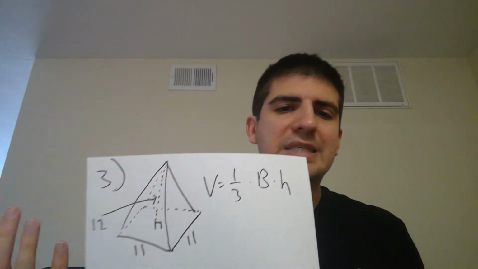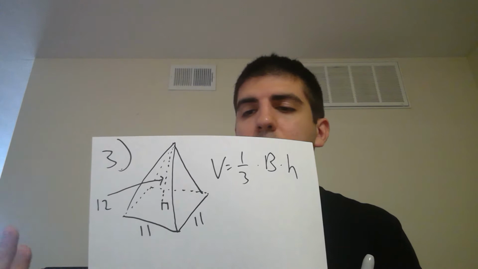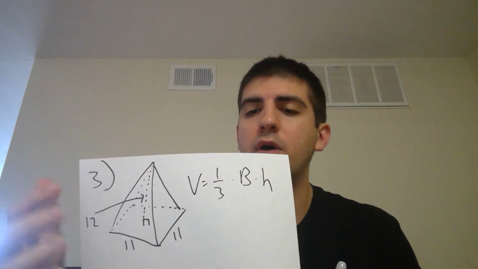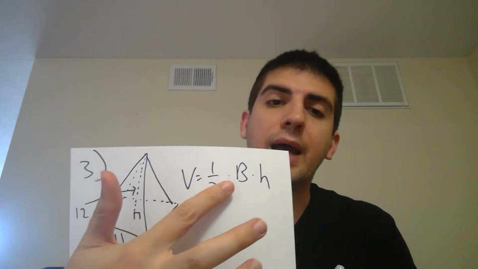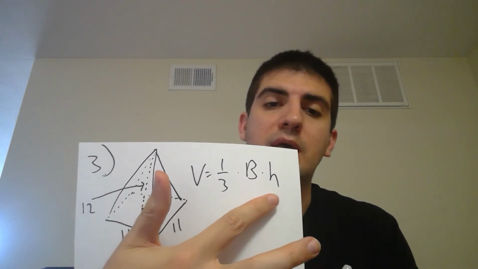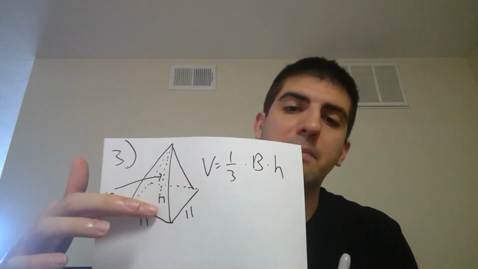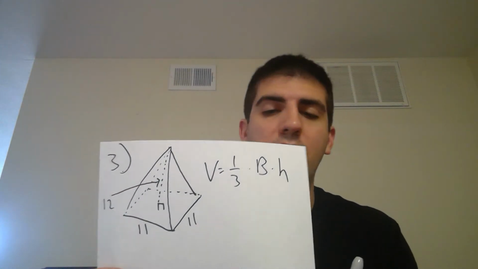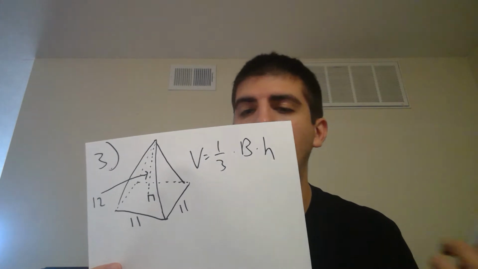Volume is how much space it takes up. And thankfully, any time there's a pointy top in a solid figure, the formula is always 1/3 times whatever the base is times the height. And when I say height, I mean the distance from the base all the way to the top. It's very convenient that this formula works. Again, in other math, formulas aren't as clean. In geometry, they're pretty clean.